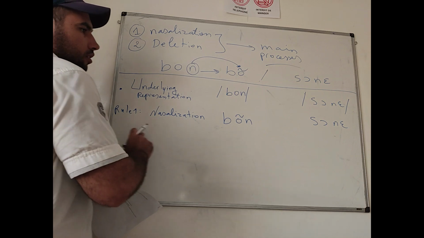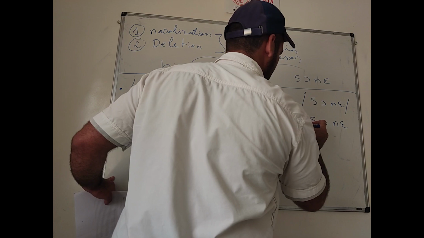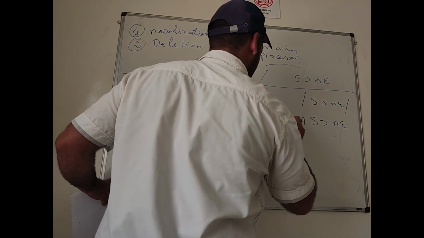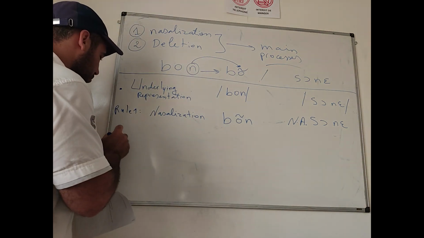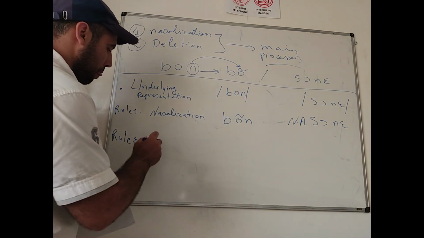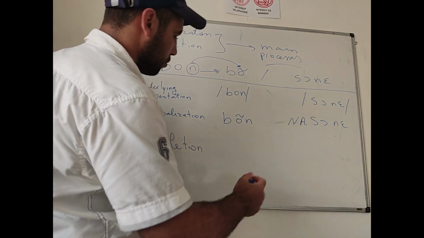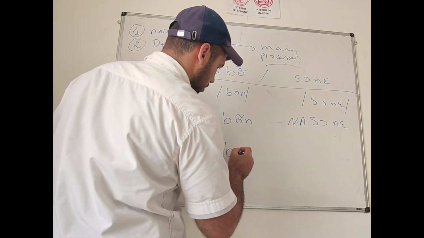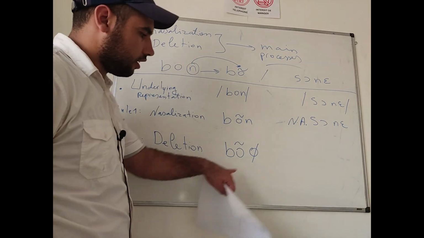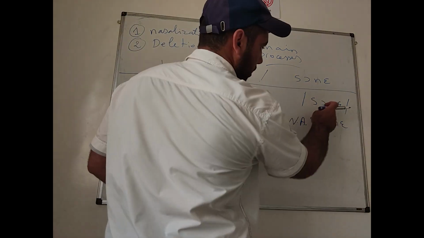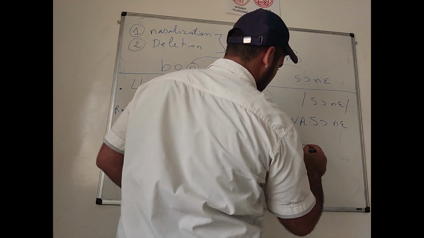Rule number two. We say it is not applicable. Okay, let's keep it like this. Not applicable. For rule number two, it is deletion. Deletion, what would be? It would be like this, and the deletion of this sound. Okay, this one is the deletion. Here, does the sound n get deleted? No, it's still there, so it is not applicable.